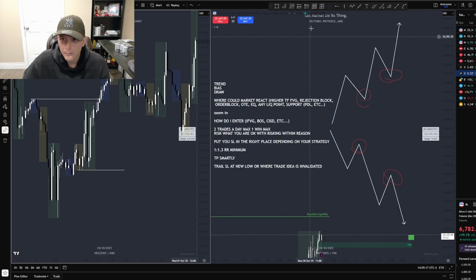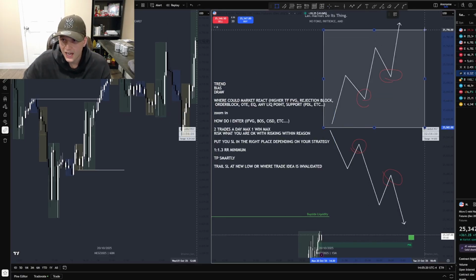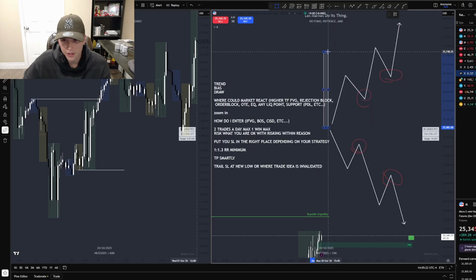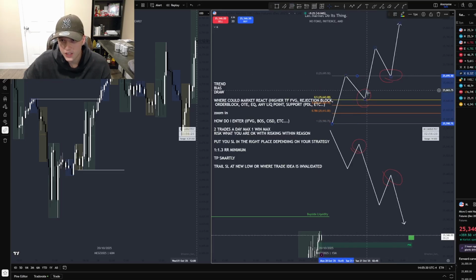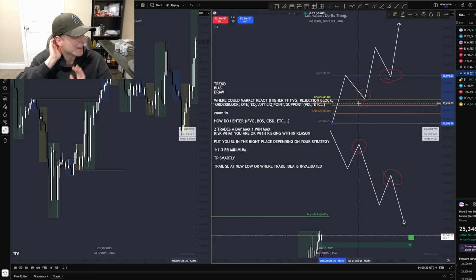This is where it goes, but based off this idea right here that this is what trend does, okay? So you're not going to look for a fair value gap up here. You're going to look for one that's down here. Ideally you put a Fibonacci and you wait for equilibrium to get hit at the minimum. Now that's what I personally do.